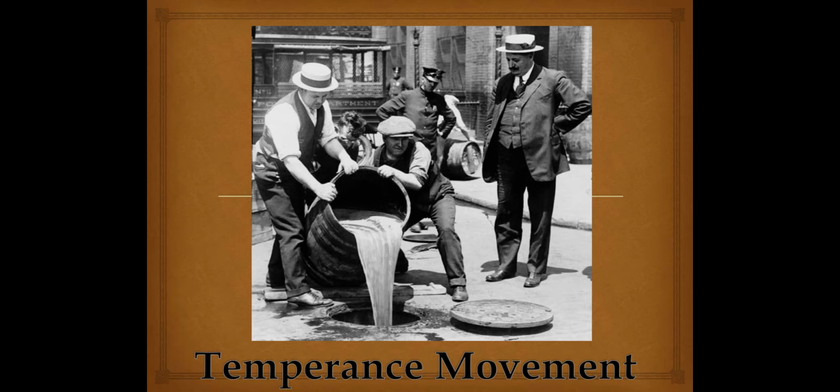Today we're talking about the temperance movement. The temperance movement is an important social movement trying to change people's behavior, and it starts really in the 1800s and comes to fruition with the adoption of the 18th Amendment, but I'll get to all of that in good time.